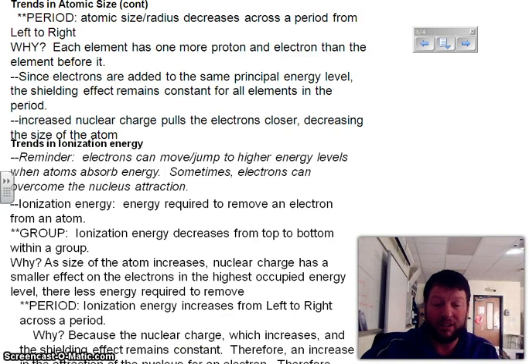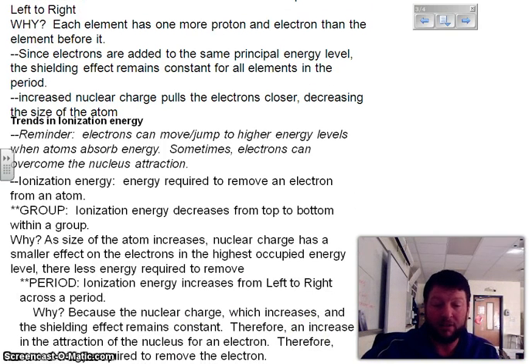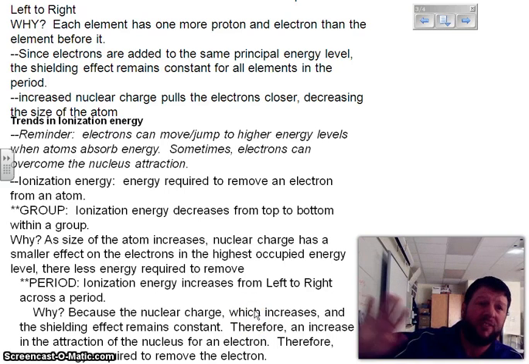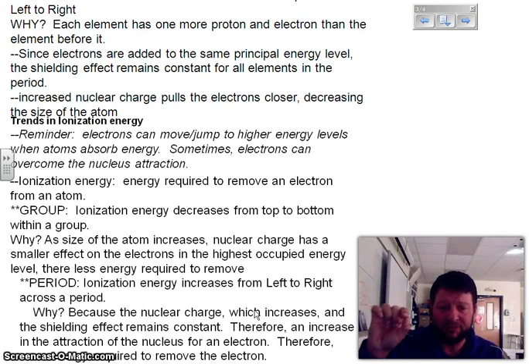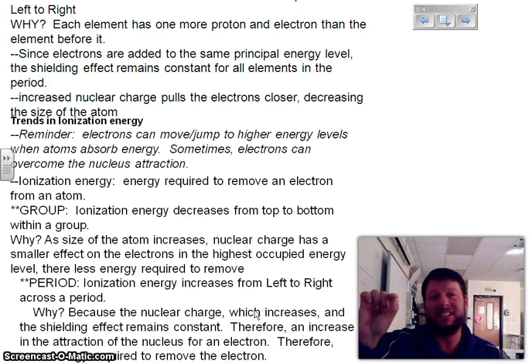Okay? Within a period, ionization energy increases from left to right across the period. Why? Because of the nuclear charge, which increases, and the shielding effect remains constant. Therefore, an increase in the attraction of the nucleus for an electron. Therefore, more energy is required to remove the electron. So as we look over at the far right of the periodic table, we're talking about fluorine, chlorine, and those atoms. They have a much smaller size, therefore those electrons are closer to the nucleus, and since they're closer, you need more force to pluck them away. Okay?